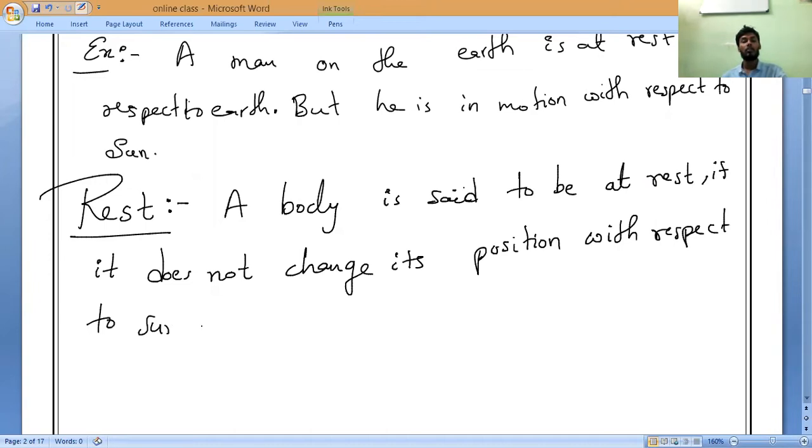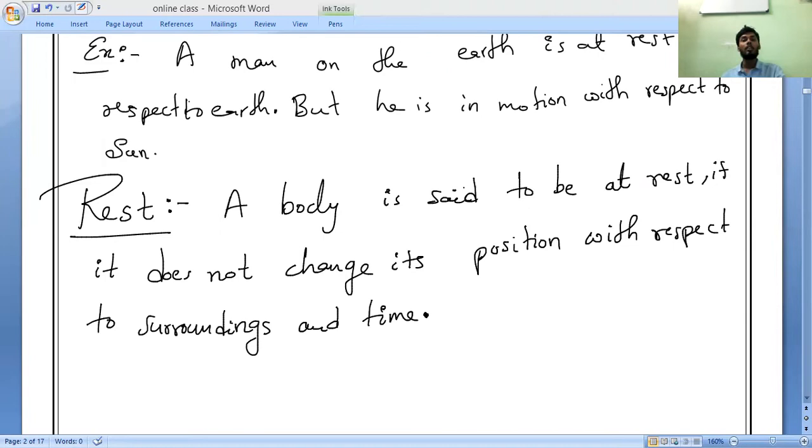It does not change its position with respect to surroundings, and as well as one more thing, what is that? Time. Surroundings and time. So can you tell me the examples? So many examples you can take. Your books are the best example. A book on the table, a house, a tree, etc. Everything is an example of rest only.